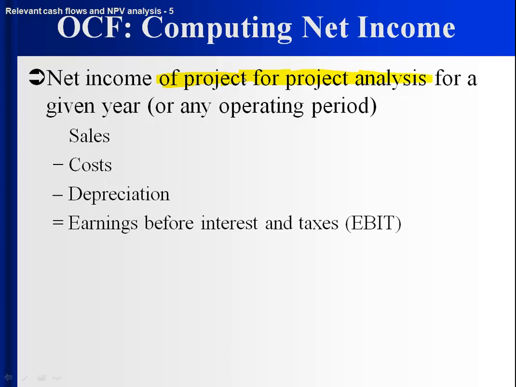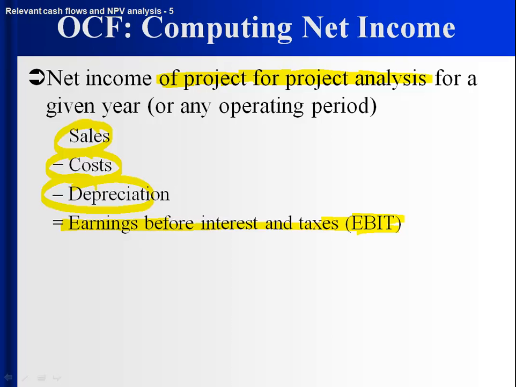And again, we need to figure out net income so we can figure out operating cash flow, so we can get one of our 6 components and we can put all those together to get relevant cash flows for each year that we can discount, that we can then determine whether or not to do a project. So sales minus cost minus depreciation equals EBIT, which is earnings before interest and taxes.